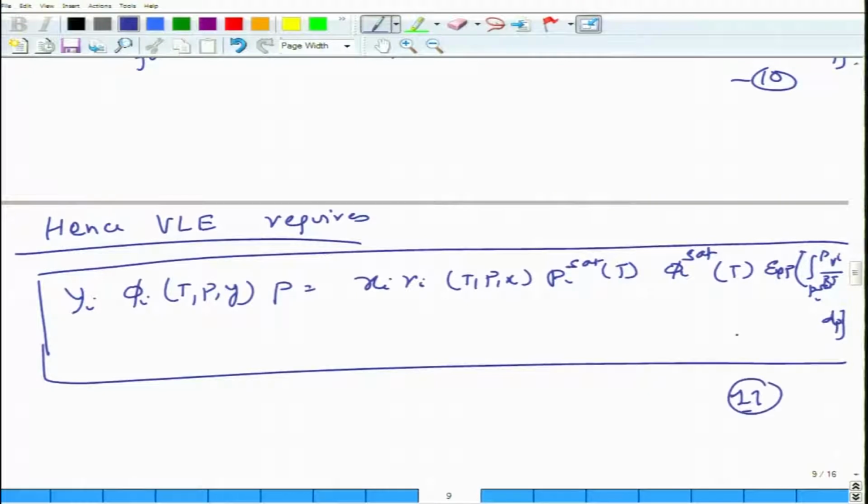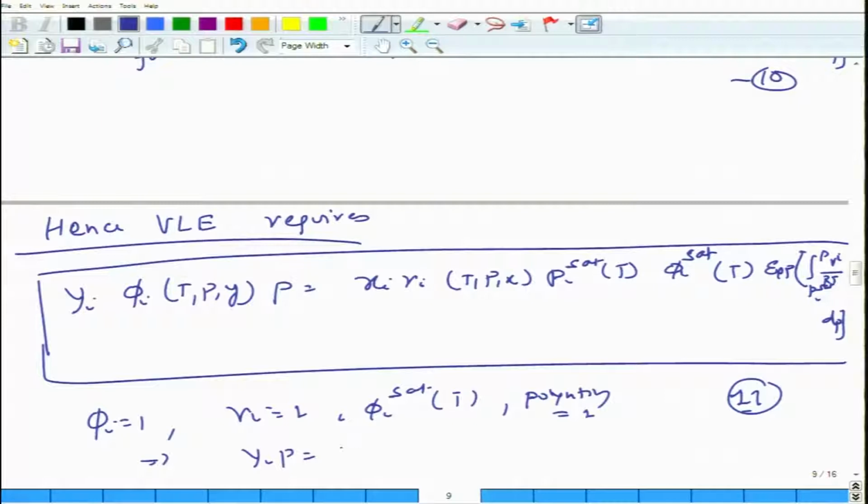From here you can also get Raoult's law by considering phi i to be 1. If you consider phi i to be 1, which is basically the ideal condition of the vapor, gamma to be 1, again an ideal solution, and phi i sat to be 1, assuming the saturated vapor is ideal, and then you consider the Poynting correction to be 1, then yi P is Pi sat, which is nothing but Raoult's law.